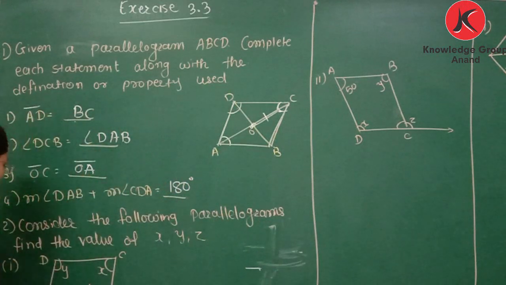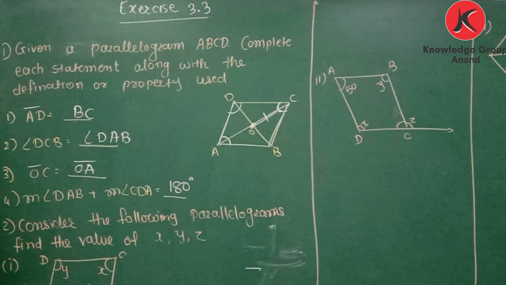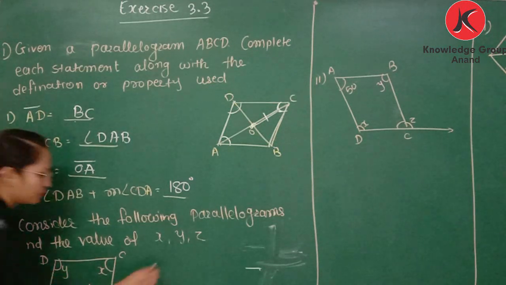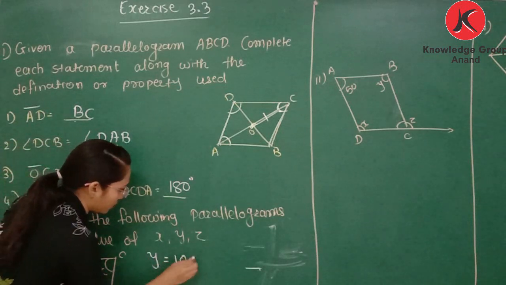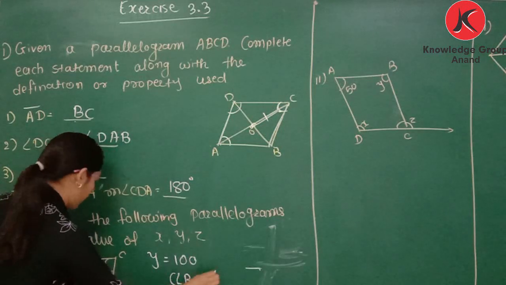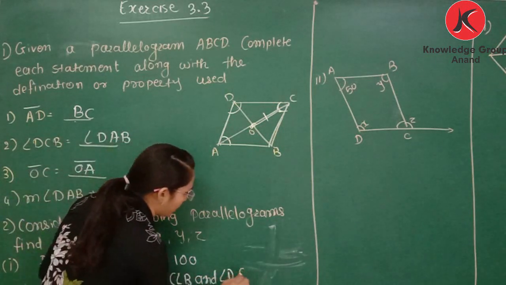Now consider the following parallelogram and find the value of x, y and z. Here the parallelogram ABCD is given. Angle B is what? 100 degree. So what will be y? Y will be 100. Why? Because angle B and angle D are opposite.